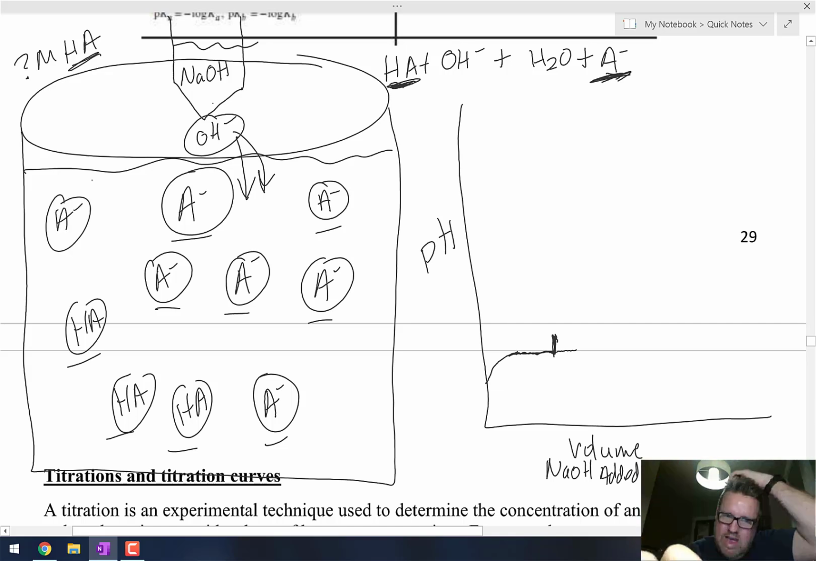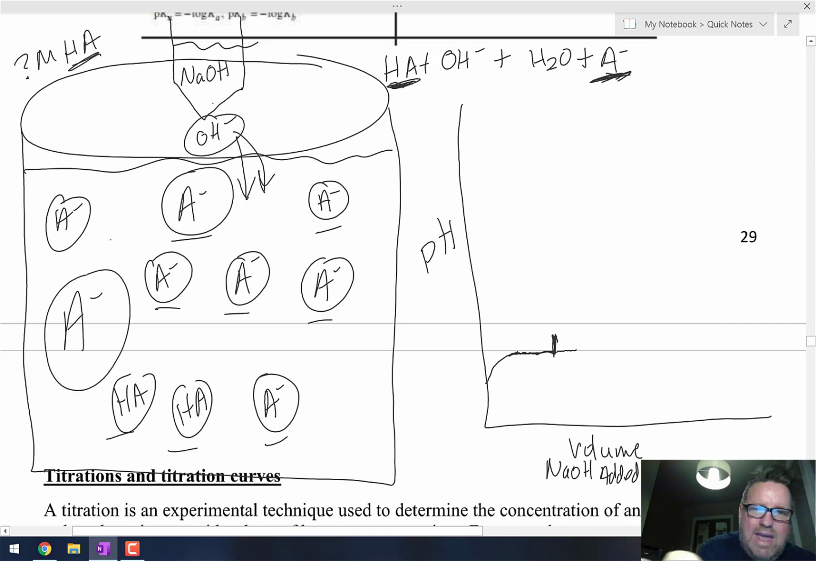Okay, and now we're starting to run out of those acid molecules, and we're getting to the point where we're only going to have A minus left. Okay, we've got 2 left. So as we reach that point where those acid particles are going to run out, you're going to start to see a slight increase in that pH. Okay, and then we're to the point now where we've only got 1 molecule left, and then that pH is really going to start going.